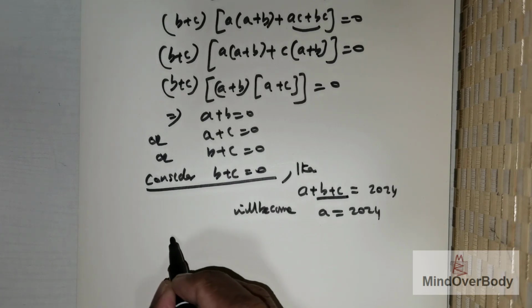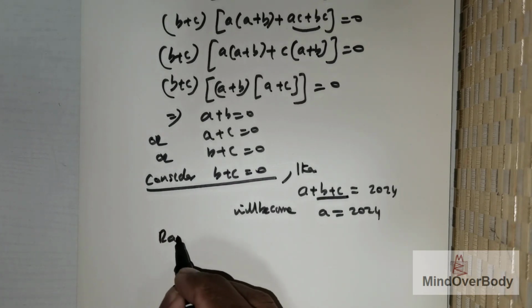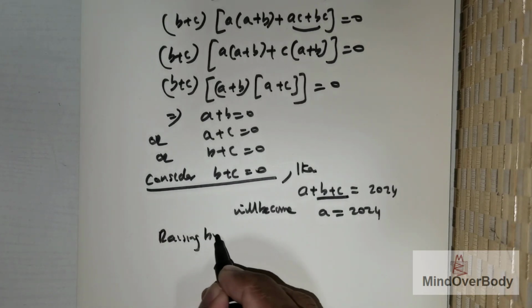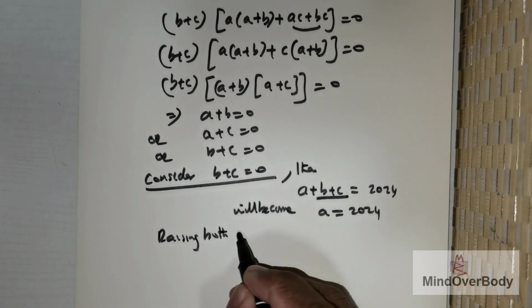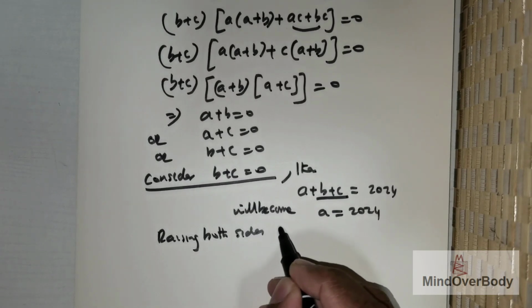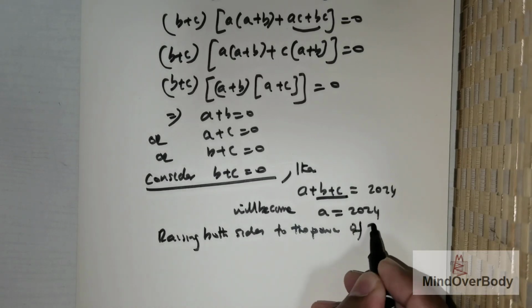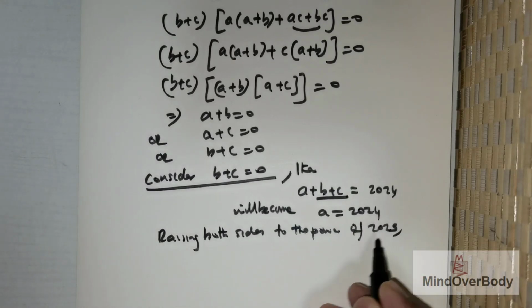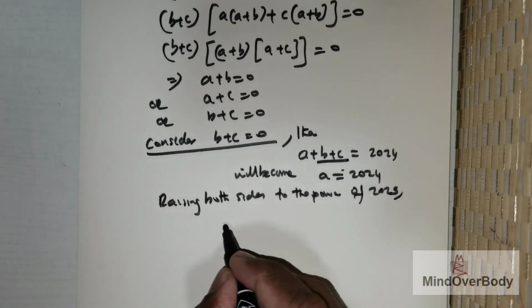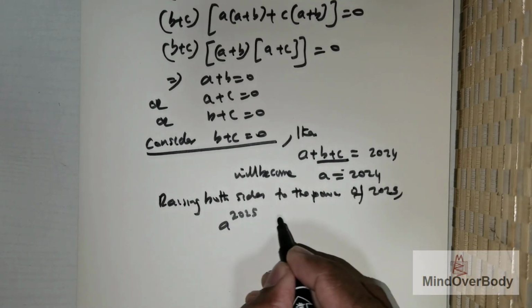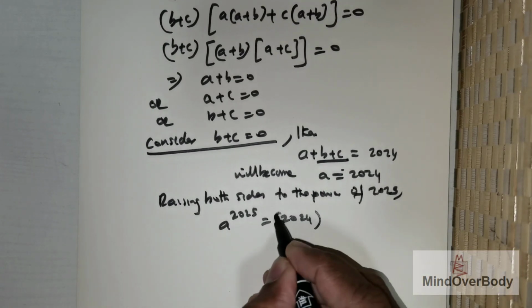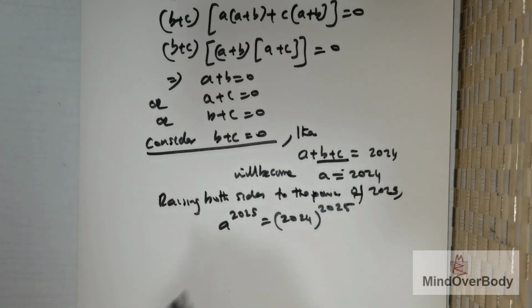Right. Now let us raise both sides to the power of 2025. So what do we get? A raised to the power 2025 is equal to 2024 raised to the power of 2025. This is what we have got.